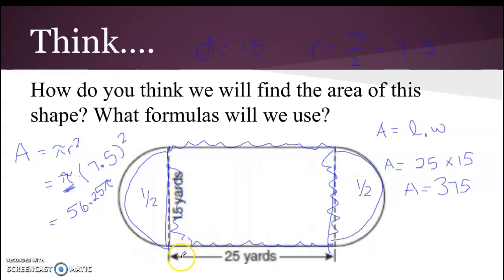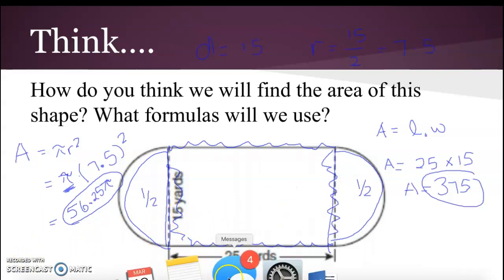Now, the final answer, because I want the area of the entire shape, remember, it's made up of this half of this circle, half of this circle, and a rectangle. What do you think I'm going to do with the two answers that I got? This is one answer, and this is the other answer. What do you think I'm going to do with this? I want you to think.